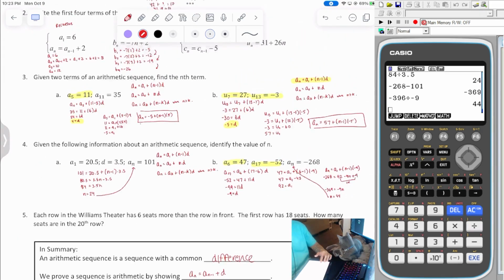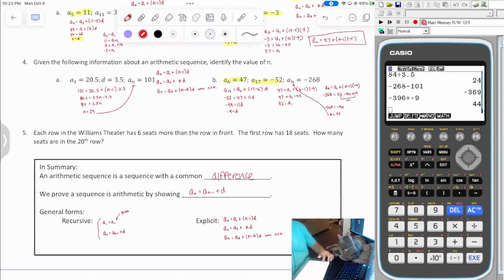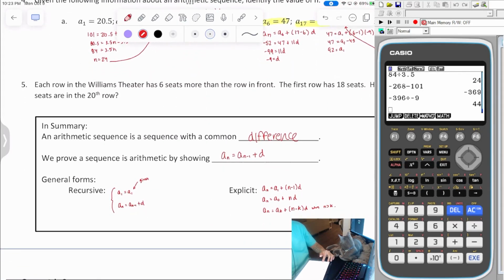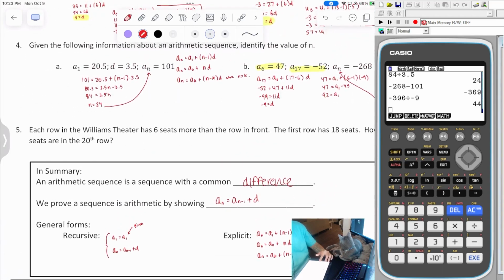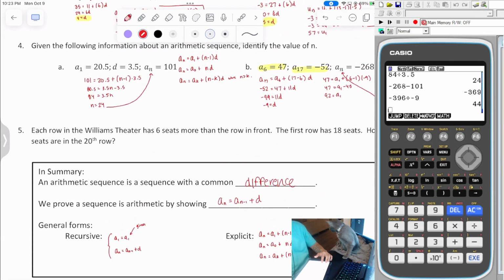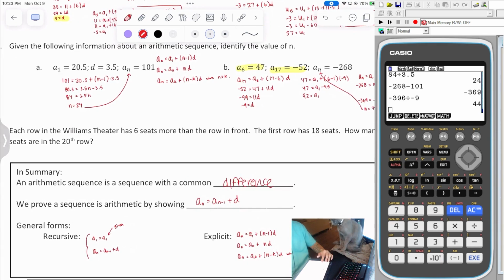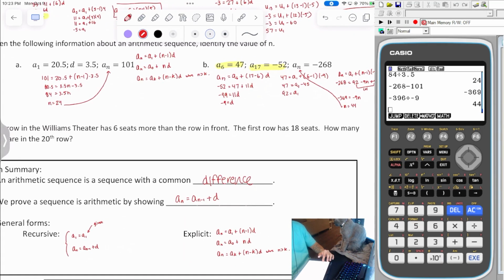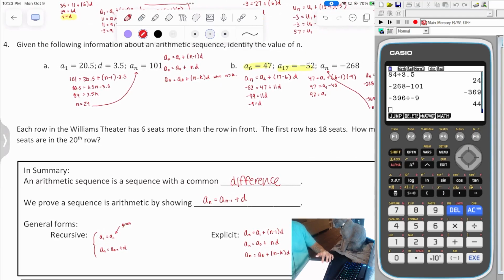All righty, so we finished a good chunk of the problems. The only problem left is the fifth row problem here. So let's see what I get. Each row in Williams Theater has 6 seats more than the row in front. The first row has 18 seats. How many seats are in the 20th row?